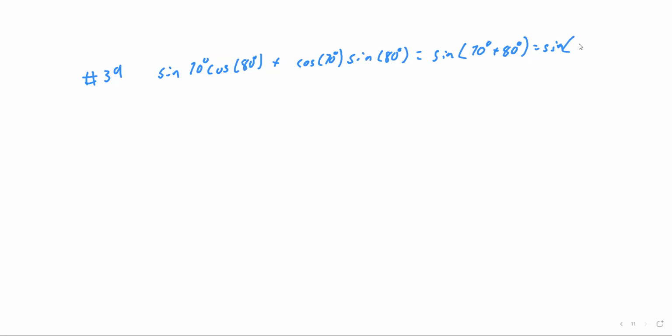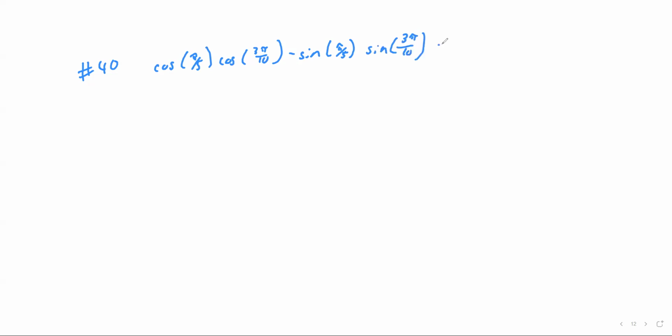Sine 250. Nope, can't do math. 70 plus 80 is 150. There we go. All right, so then 150. So this is going to be 30 off from 180. So that's going to be located right here. So that'd be negative square root 3 over 2, comma 1/2. And so that means that sine would be 1/2.